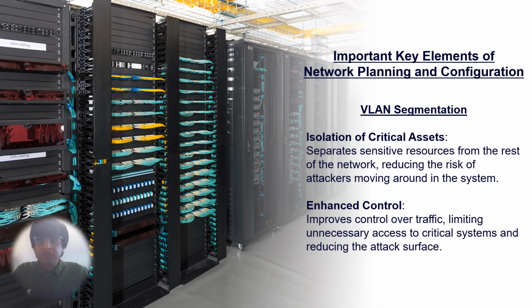In the next few slides, I will be talking about some of the key elements in network planning and configuration. One of the most important is VLAN segmentation. This method helps keep critical assets separate so that attackers cannot move freely through the network. By isolating sensitive resources and controlling who can access them, we reduce unnecessary access and lower the chance of an attack. This helps improve the security of the entire network.